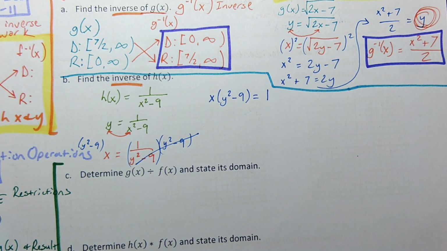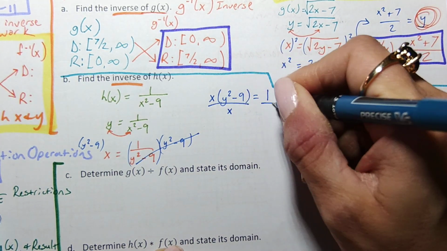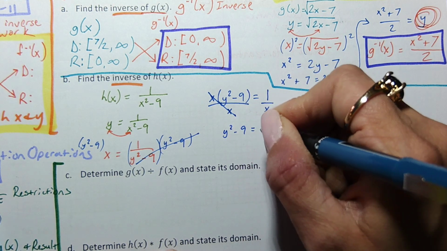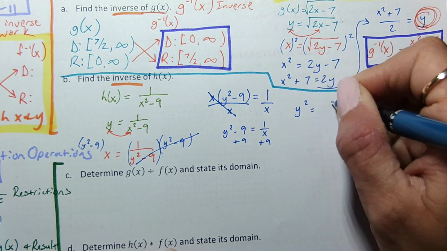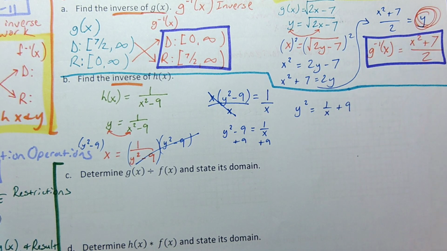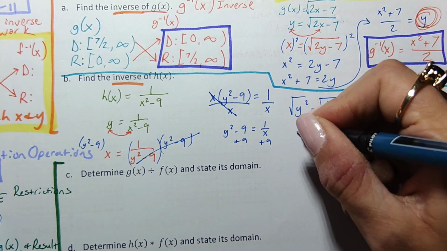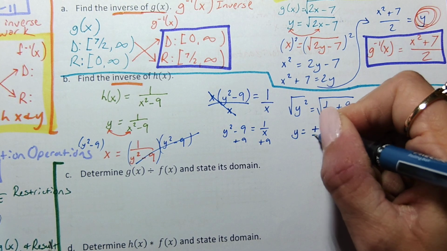So from here, it's tempting to distribute that x. But if I distribute that x in, that's just going to give me xy squared, and I'm making that y term more complicated. So it's actually a better move to just divide by x. So then y squared minus 9 equals 1 over x. We add 9. y squared equals 1 over x plus 9. What now? Square root. And when I square root, what do we need? Plus or minus.